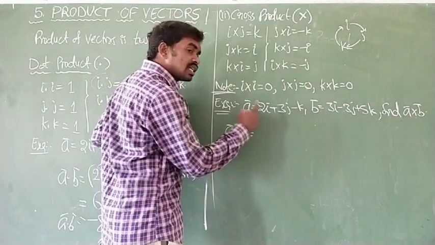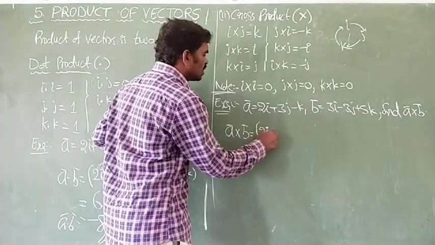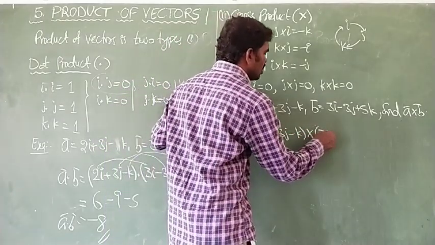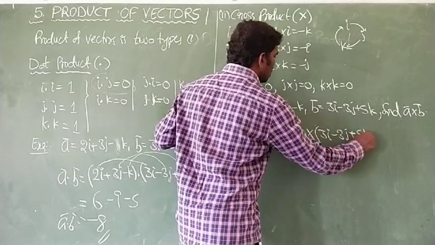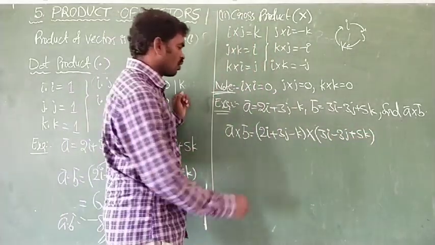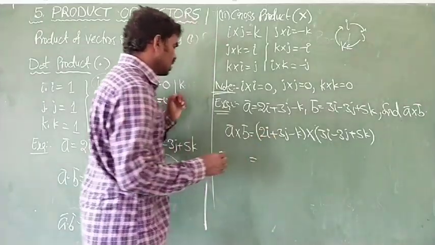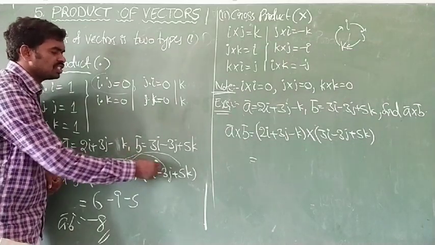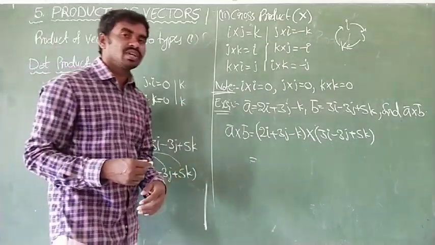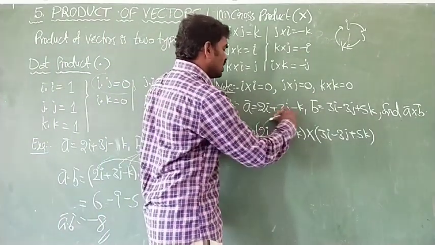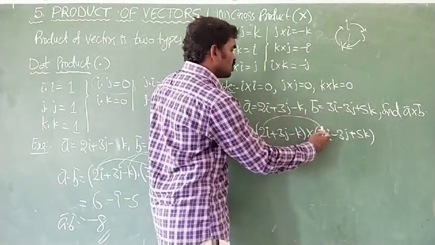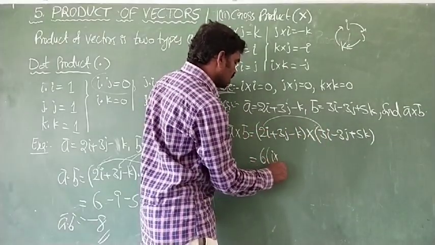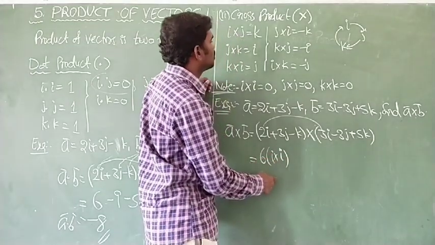I will tell you two methods for this question. The first method is the general method. a cross b equals 2i plus 3j minus k, cross 3i minus 3j plus 5k. How can we do this cross product? In the dot product we multiply the i term with the i term, j term with j term, k term with k term. But here in the cross product, we get 2i into 3i, 2 times 3 is 6, i cross i. I am writing 6 into i cross i. In the next step i cross i will be 0.